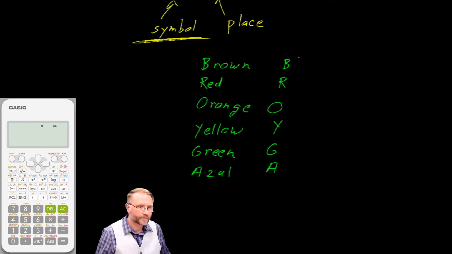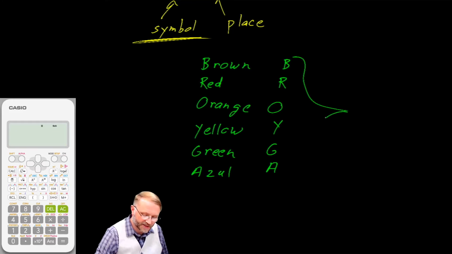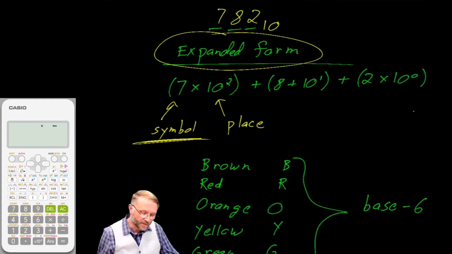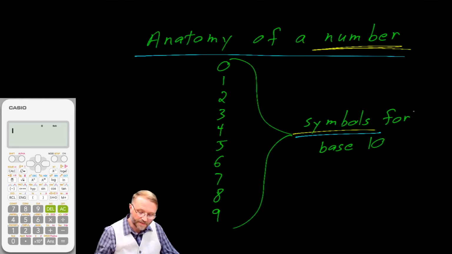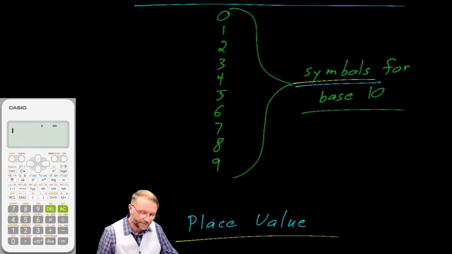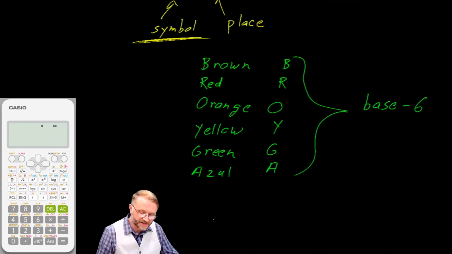At this point, we need to figure out what base we are using, and one way to answer that is to figure out how many symbols there are. In this case, there are 6 symbols, so this is going to be a base 6 numbering system. Remember up here when we talked about base 10, there were 10 symbols. We went from 0 to 9. Now we're in base 6, and we go from symbols brown to blue.